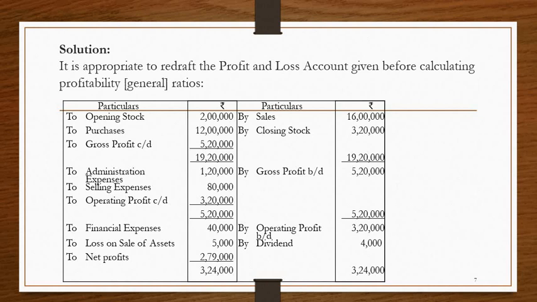Again on the debit side you take financial expenses. To financial expenses 40,000, and to loss on sale of assets, the other expense, 5,000. On the credit side, by dividend 4,000. So the credit column is more, that is 3,24,000. From that 3,24,000, when you minus 40,000 and 5,000, the balance will be 2,79,000. That one is called net profit. So by doing this P&L account, we calculated three profits, that is gross profit, operating profit, and net profit. These are very essential to find out the profitability ratios.